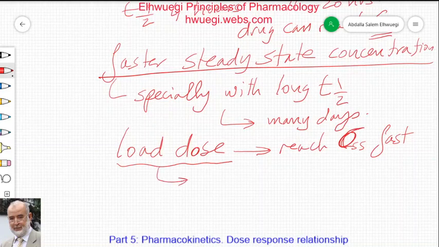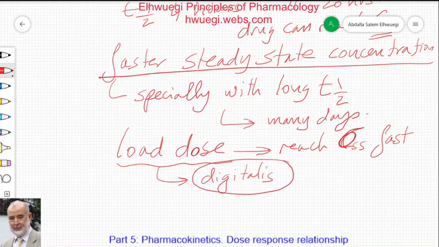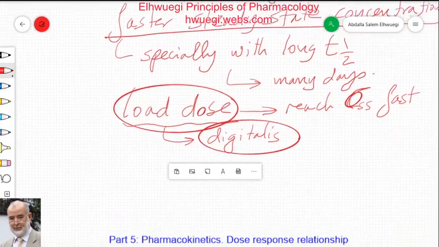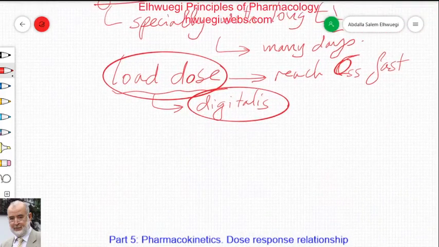A famous example is digitalis preparation, which is used for treatment of heart failure. It has a very long T-half, and therefore usually it is given as a loading dose to produce quick steady state concentration. So this is the major application of area under the curve. And by this we have finished talking about the principles of pharmacokinetics.